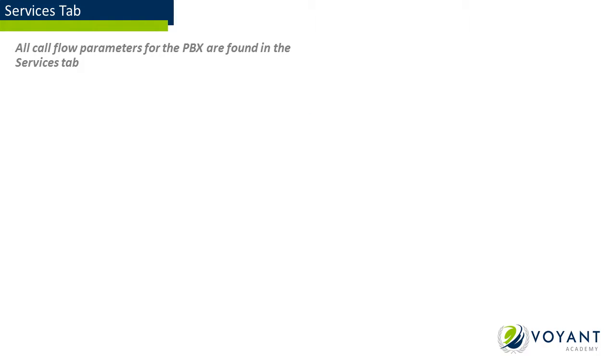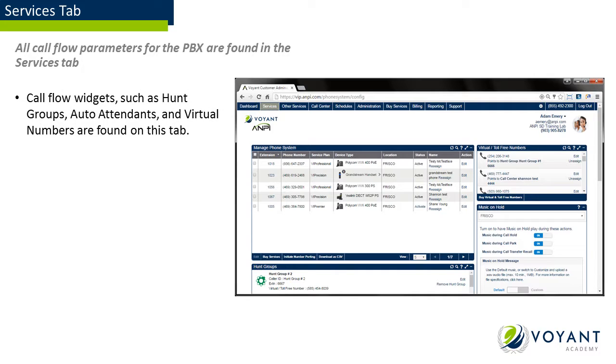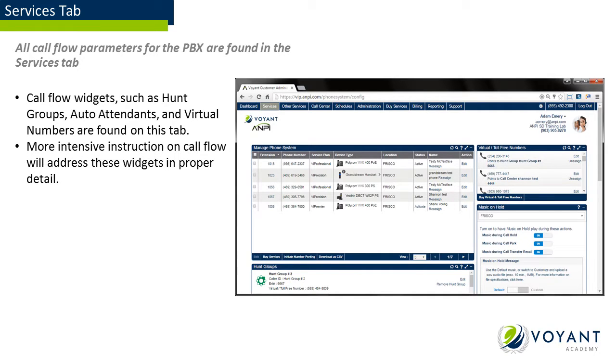In the final tab, Services, you can find all the widgets to manage call flow, and there are a lot of widgets here. Call flow widgets like Hunt Group, Auto Attendant, Virtual Number, and Manage Phone System are found on this tab. The more intensive call flow video will cover these widgets in detail.